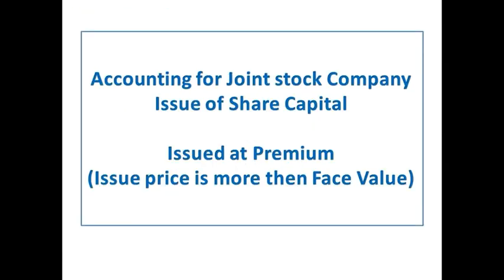Accounting for joint stock company, issue of share capital, and the specific topic today, issued at a premium. Issued at premium means issue price is more than face value. For example, a company's face value of the share is 10, but the company issues to the public at the rate of 12. Then a face value of 10 issued to the public at 12, the difference of 2 rupees is a premium.